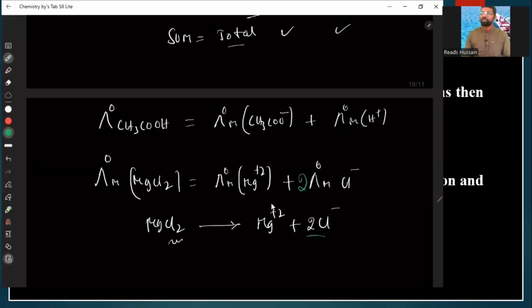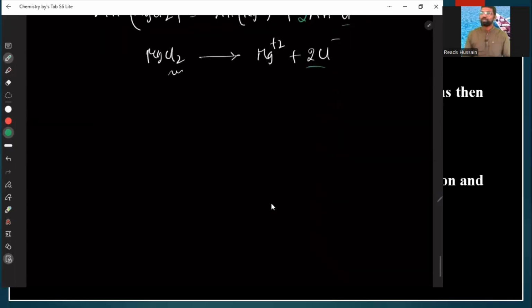2 into the limiting molar conductivity of Cl-. I hope you understood this. Shall I take one more example so that you can understand a little more easily? I'll take aluminum chloride, AlCl3. How does aluminum chloride dissociate? Al3+ plus 3Cl-.